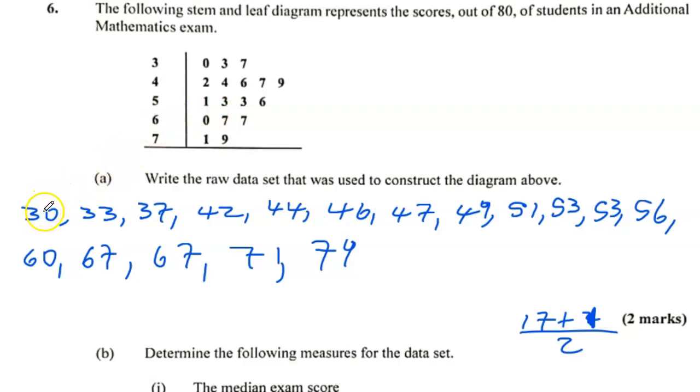Let's check. 1, 2, 3, 4, 5, 6, 7, 8, 9. So the middle number should be in the 9th position. Is it? So that's 51. The median score is 51.